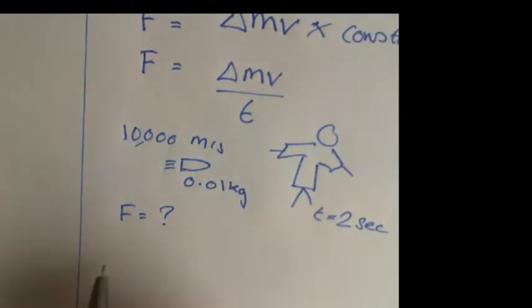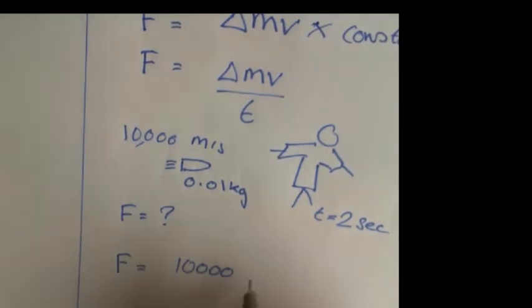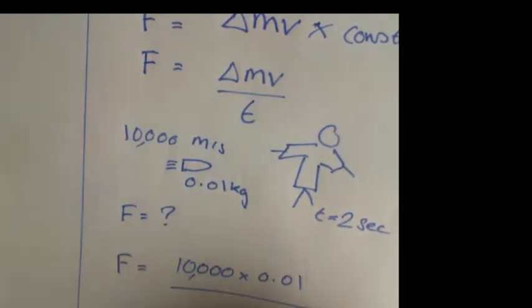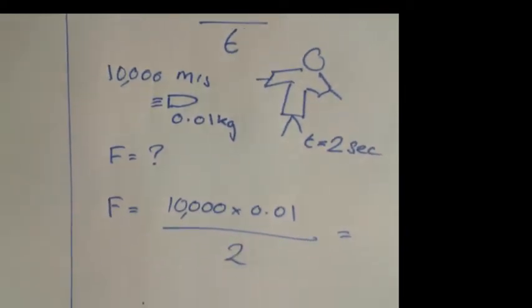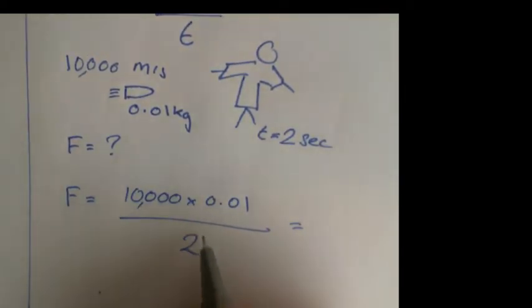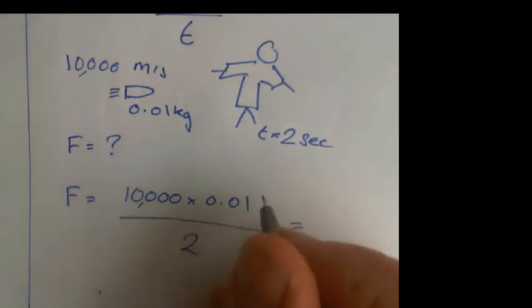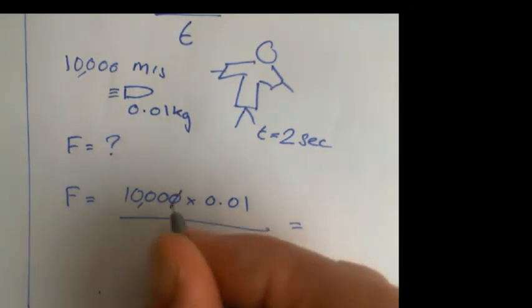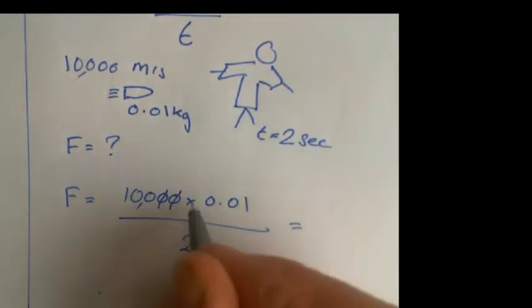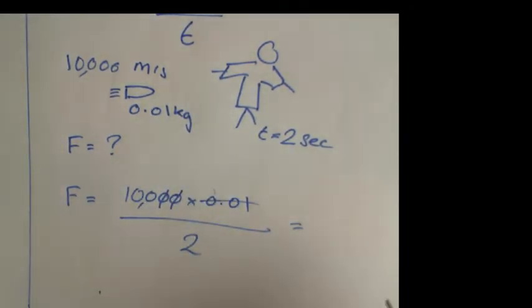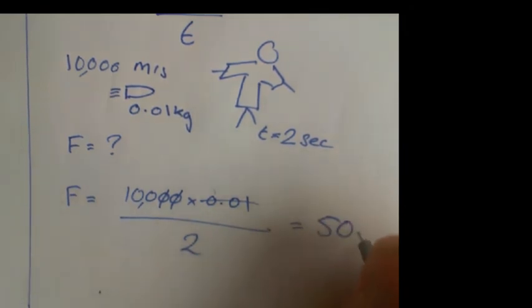Okay, so that means that F is going to equal 10,000 times 0.01, all divided by 2. So 10,000 times by 0.01, well, I can cancel out my zeros just like I did previously. So 0.1 would knock off 1 zero, 0.01 knocks out 2 zeros. So that gets rid of my zeros. So that means it's going to be 50 newtons.